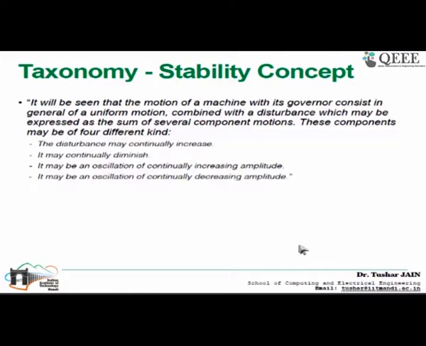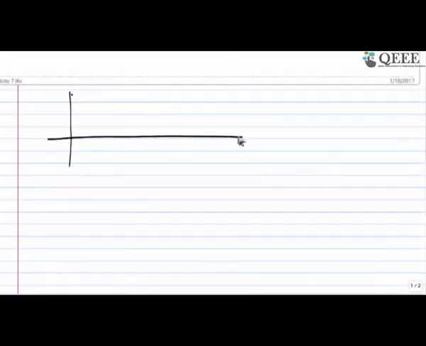The first: the disturbance may continually increase. The second: it may continually diminish. The third: it may be an oscillation of continually increasing amplitude. Let's first see how you can visualize the very first point. The disturbance may continually increase. If I have this axis, the disturbance may continually increase, either exponentially, or straight, or in any fashion, but it should be continually increasing. This is our first point.